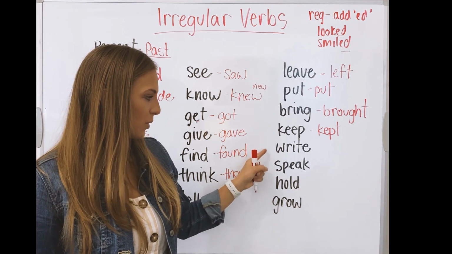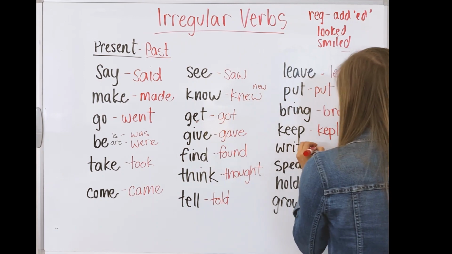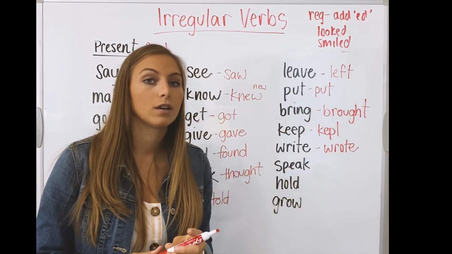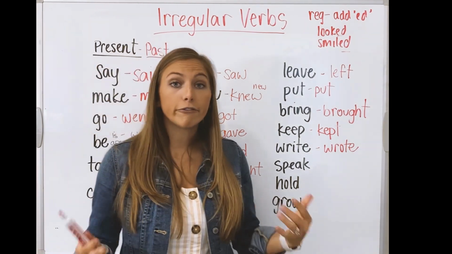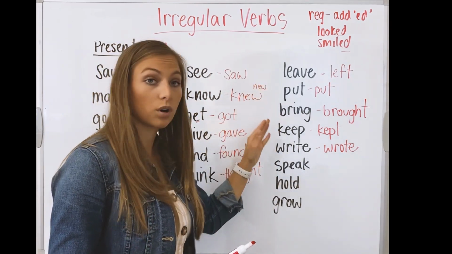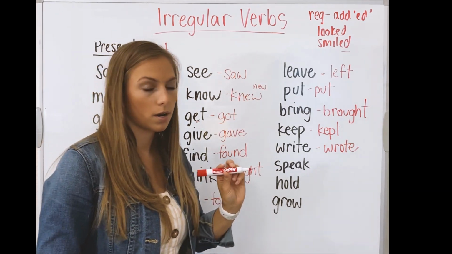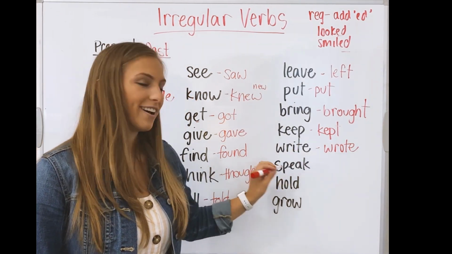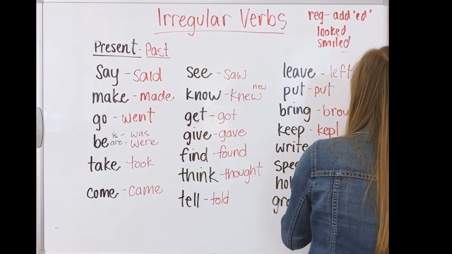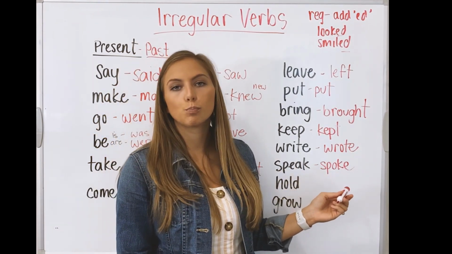Write. These words, write and speak, are important for you as an ESL learner. Write is wrote. Okay. So before this video started, I wrote the black words on the board. Right? Before it started, I wrote them on the board. Write, wrote. Okay, speak becomes spoke. Okay, speak, spoke.